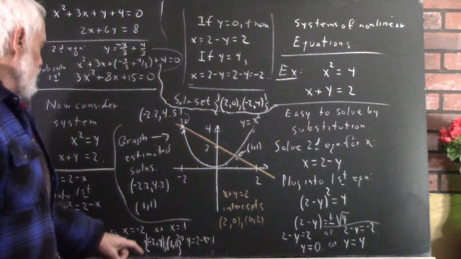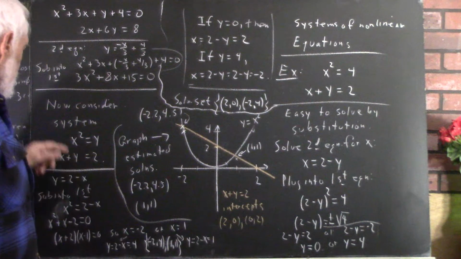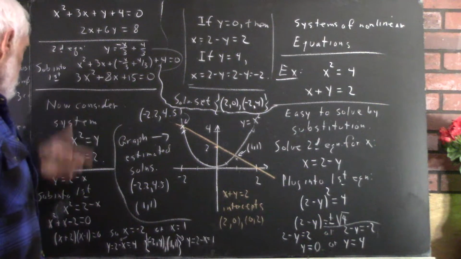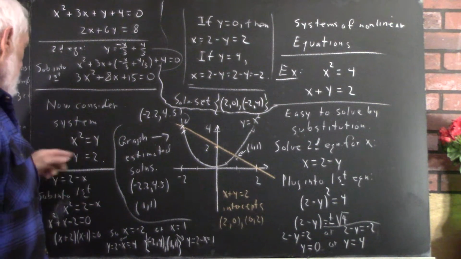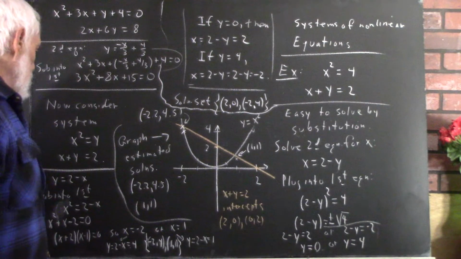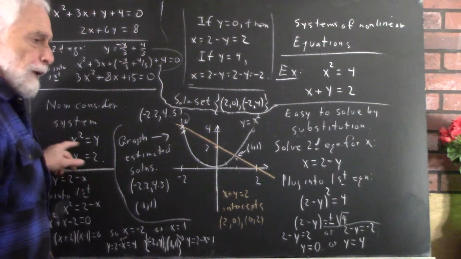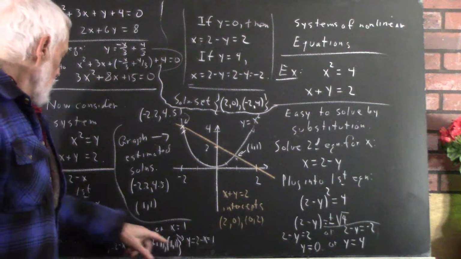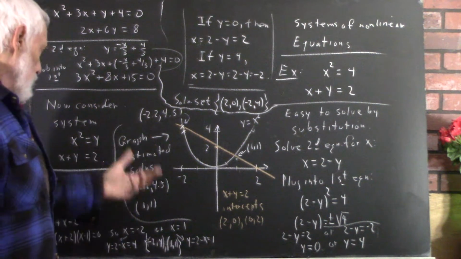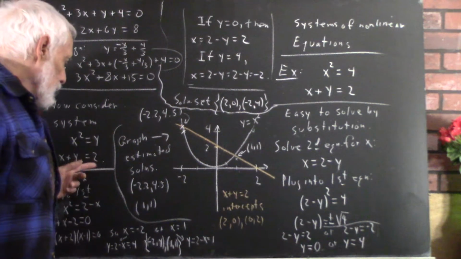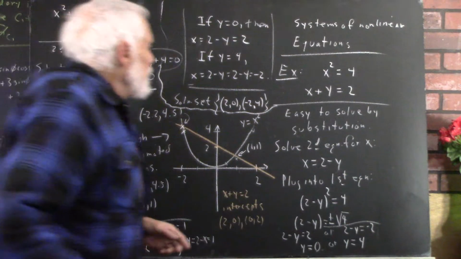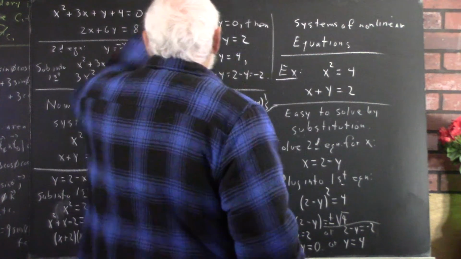Of course, we can substitute (negative 2, 4) into this equation, and we see that we get 4 equals 4. We substitute it into this equation, and we see that we get 2 equals 2. We substitute (1, 1) into this equation, we get 1 equals 1. Substitute (1, 1) into this equation, we get 1 plus 1 is 2, something we always pretty well know. So we confirm our solutions. Okay. Well, that's two systems.